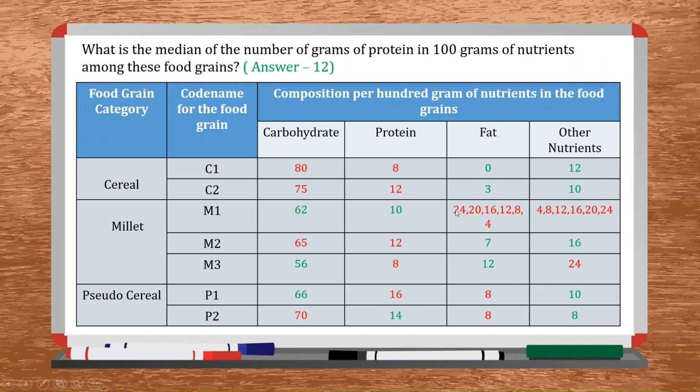Next is: what is the median amount of protein in all these food grains? In the protein column, if we arrange the values in ascending order, the first value would be 8, second would be 8, third would be 10, fourth and fifth would be 12 each, sixth would be 14, and seventh would be 16. The median, the middle term, the fourth, would be 12 in this case. Hence, the median of protein in all the food grains is 12.